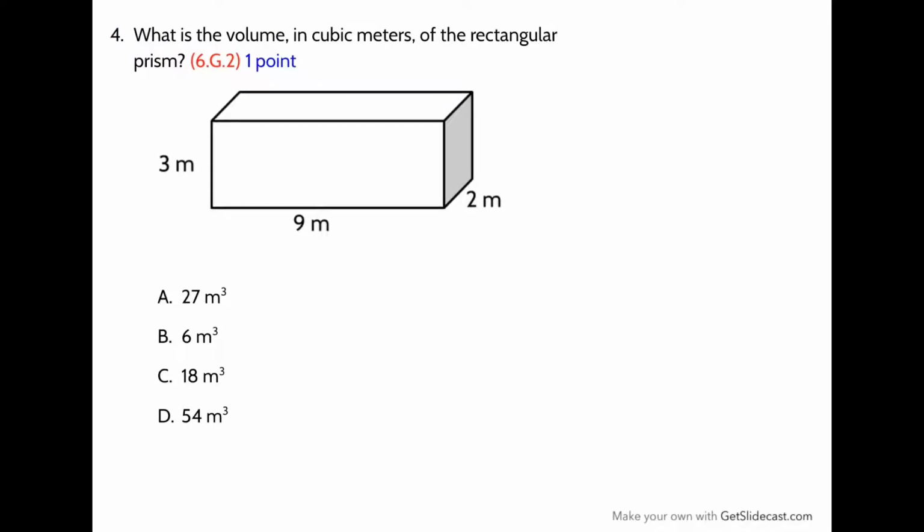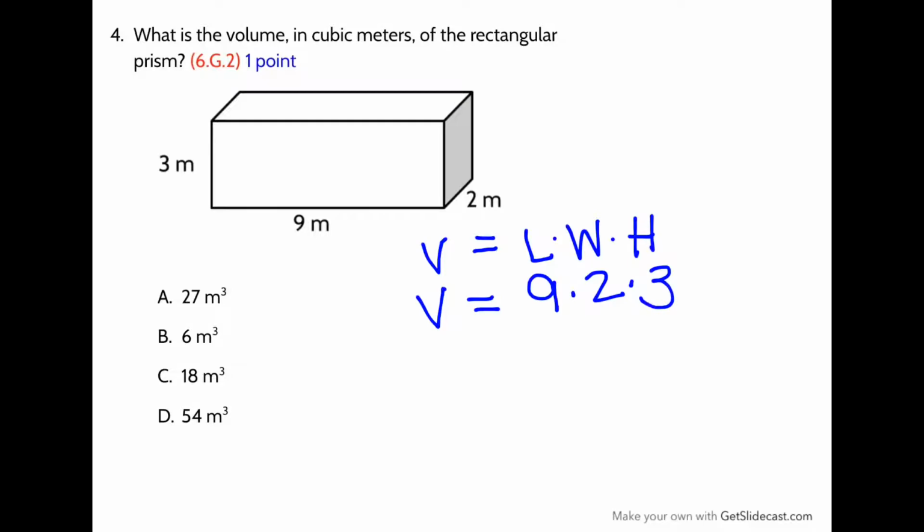What is the volume in cubic meters of the rectangular prism? We know volume equals length times width times height. So volume equals, our length is 9, our width is 2, and our height is 3. You can go ahead and solve this problem for your answer.